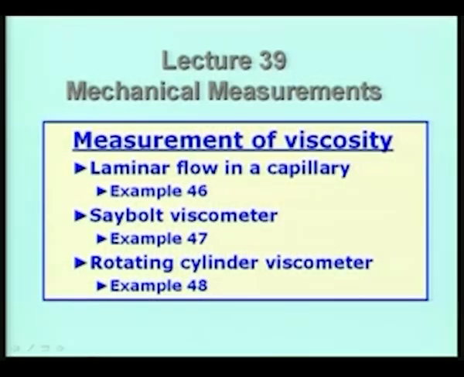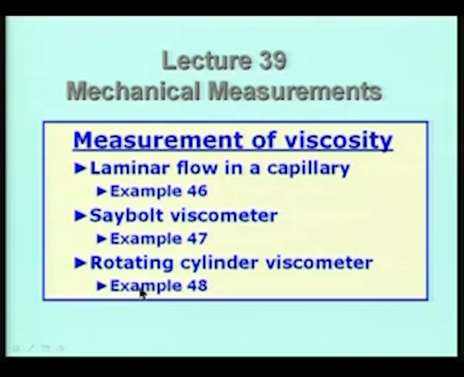This will be lecture number 39 in our ongoing series on mechanical measurements. In the last lecture, we looked at the measurement of quantities using calorimetry. The next quantity of interest to us will be the measurement of viscosity of fluids, both liquids and gases. What we will highlight in this lecture is different techniques of measuring viscosity.